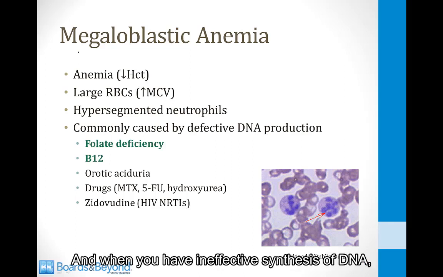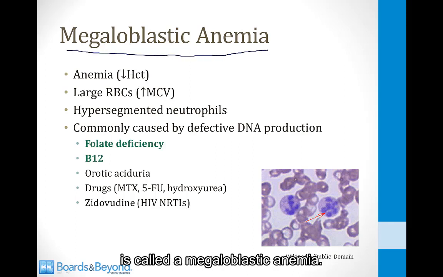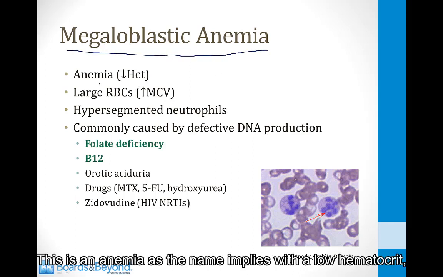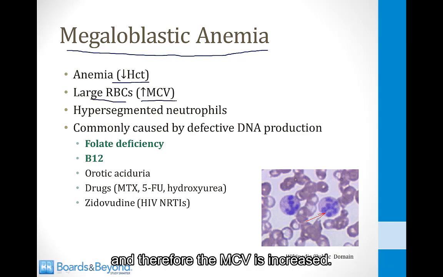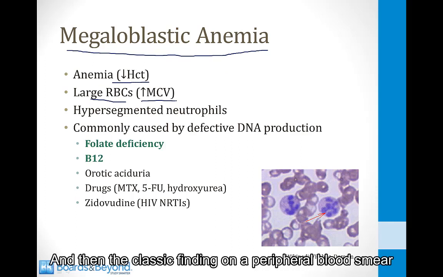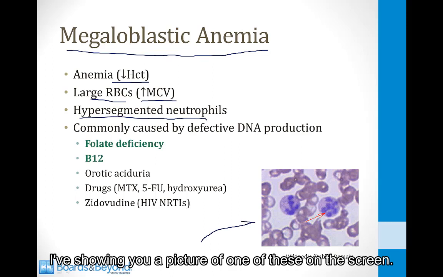And when you have ineffective synthesis of DNA, the clinical syndrome that develops is called a megaloblastic anemia. This is an anemia, as the name implies, with a low hematocrit. It's megaloblastic, meaning that the cells are large and therefore the MCV is increased. And then the classic finding on a peripheral blood smear is a hypersegmented neutrophil. I've shown you a picture of one of these on the screen.